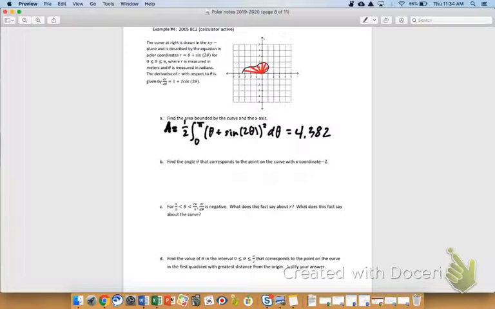Number 2, as I walked around, I saw at least several of you had a really good start on B. There is something really weird about B that might take a little bit of a mind shift to get right. So this says find the angle theta that corresponds to the point on the curve with the x-coordinate -2.